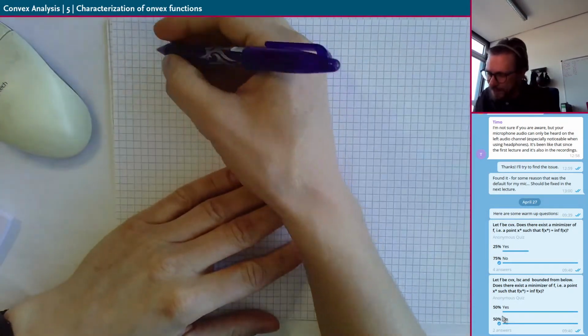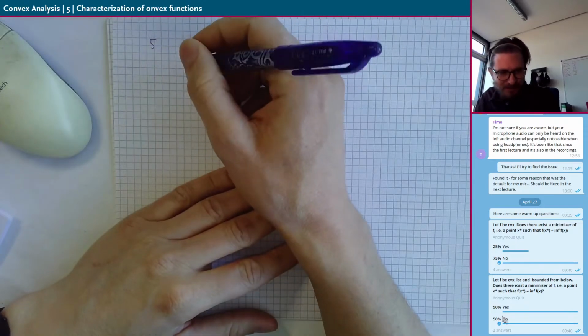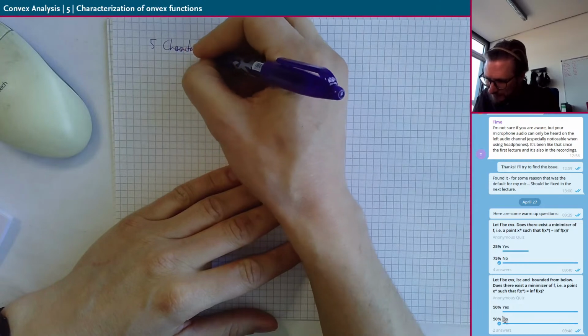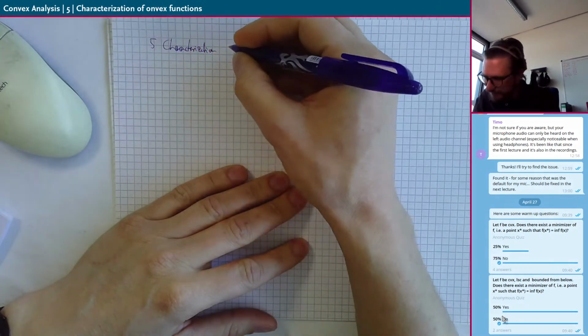So for today, we go with chapter 5. It's called Characterizations of convex functions.